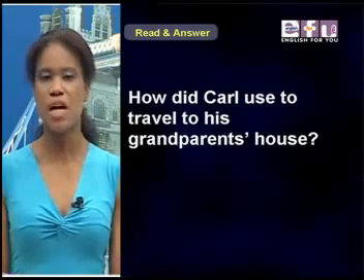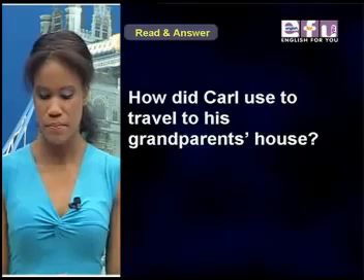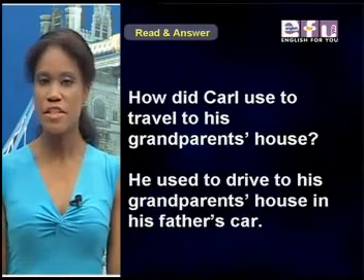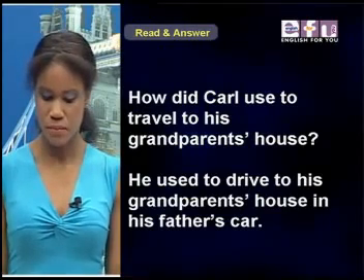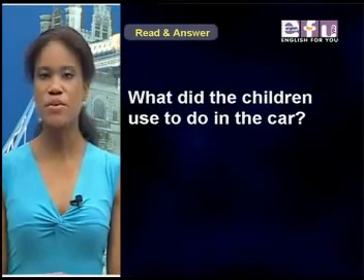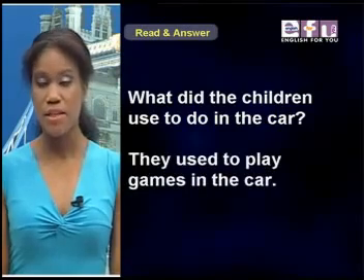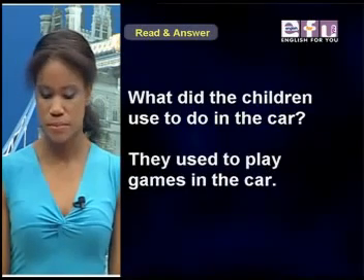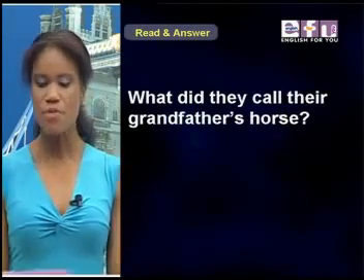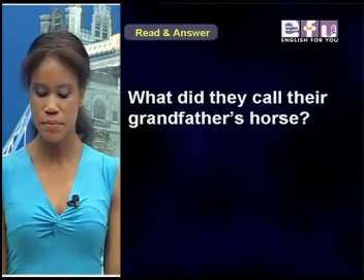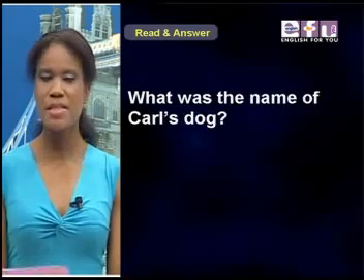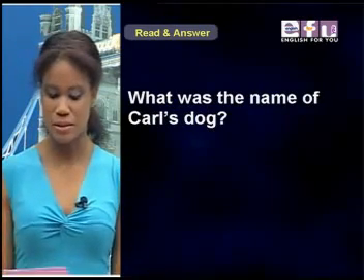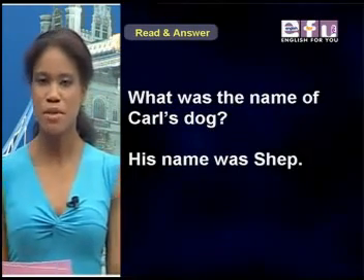How did Carl used to travel to his grandparents' house? He used to drive to his grandparents' house in his father's car. What did the children used to do in the car? They used to play games in the car. What did they call their grandfather's horse? They called him Beauty. What was the name of Carl's dog? His name was Shep.